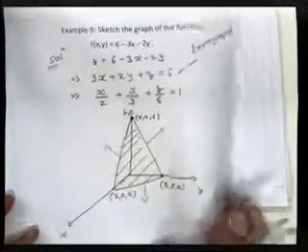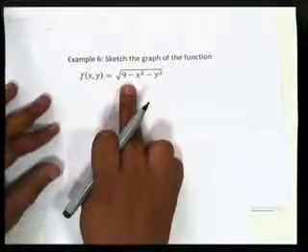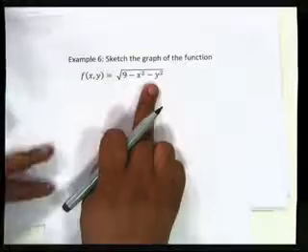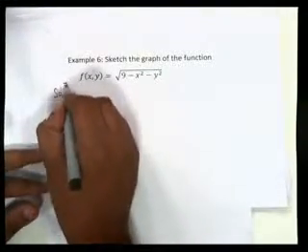Let us trace one more curve, a standard curve. Sketch the graph of the function f of x, y is equal to the square root of 9 minus x squared minus y squared. So we rewrite this equation in the standard form.